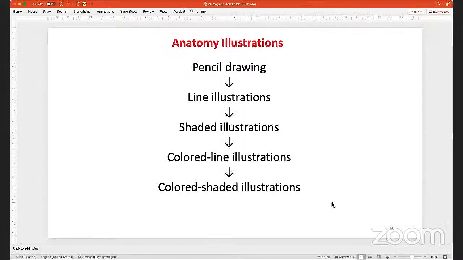Again, screen sharing has stopped. Yes, sir. Now we can see it.